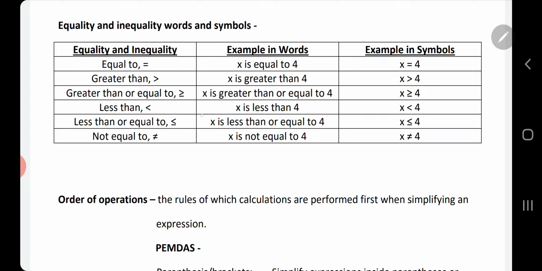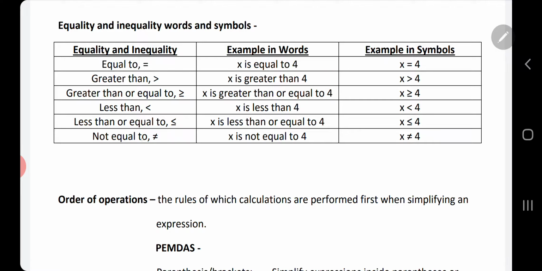Less than or equal to. Once again, the alligator mouth is going in the other direction. X is less than or equal to 4. The alligator mouth eats the bigger number, and the bigger number is 4. That's why the mouth is opening up to the 4. But we are less than or equal to 4. So we can be 4, but of course all numbers less than 4 as well.